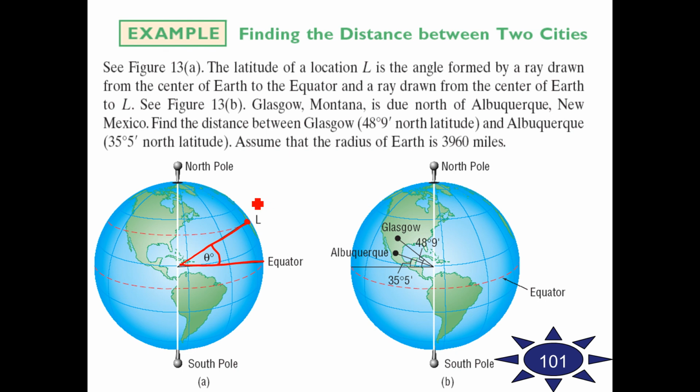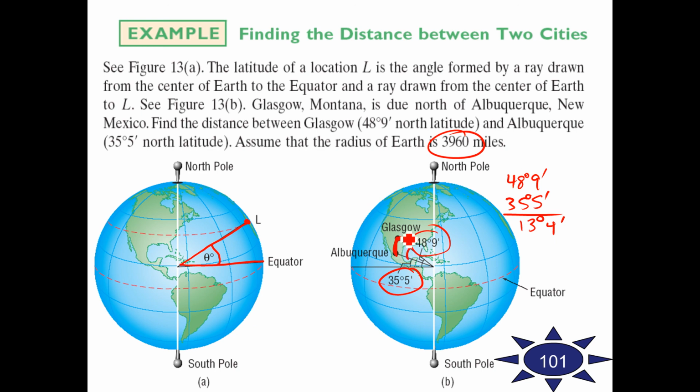Alright, Glasgow, Montana, not Scotland, Montana, is due north of Albuquerque, New Mexico. Glasgow's at 48.9 and Albuquerque's at 35.5. So what we want to do is figure out the distance between them. So this is going to be 48.9 and 35.5. If we subtracted them, we'd get 13 degrees 4 minutes. We also know the radius is going to be 3960. We want to find this distance here.